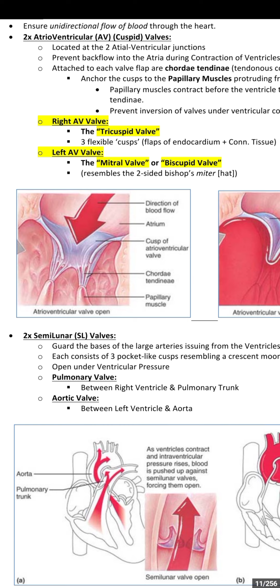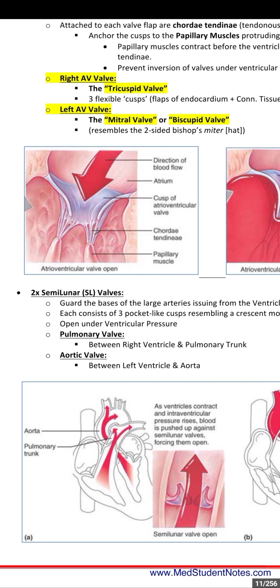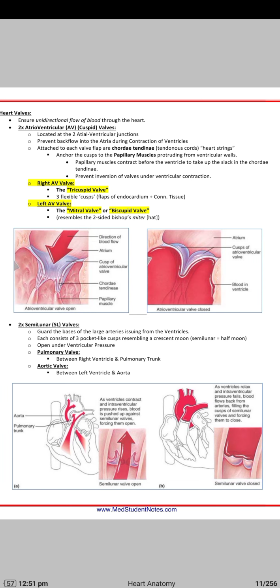Next is the left AV valve, also known as the mitral valve, also known as the bicuspid valve. In the bicuspid valve, there are two flaps, two flexible cusps, so it resembles a two-sided bishop's mitre hat. The bicuspid valve is seen in the left atrioventricular valve. We have discussed the atrioventricular valves, AV, situated at the junctions of atrioventricular blood flow.